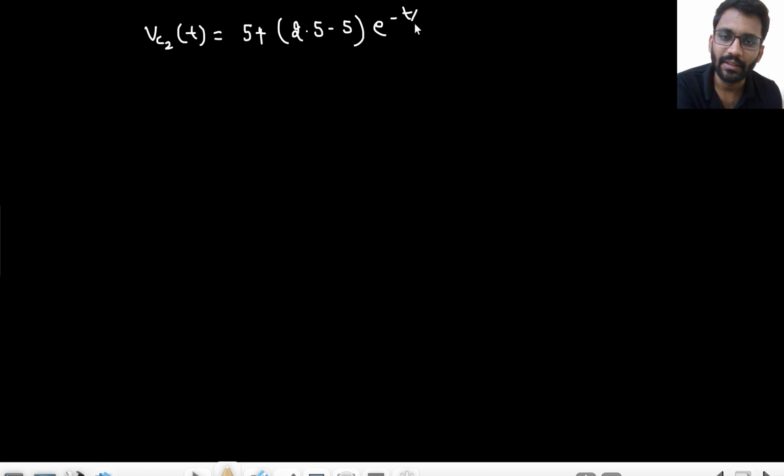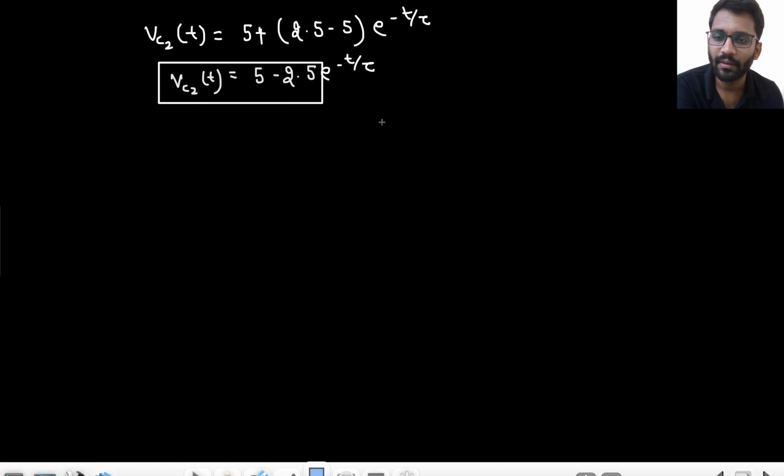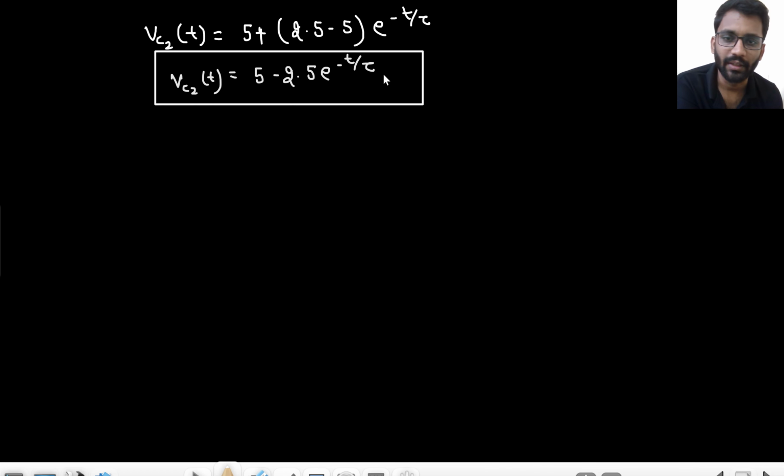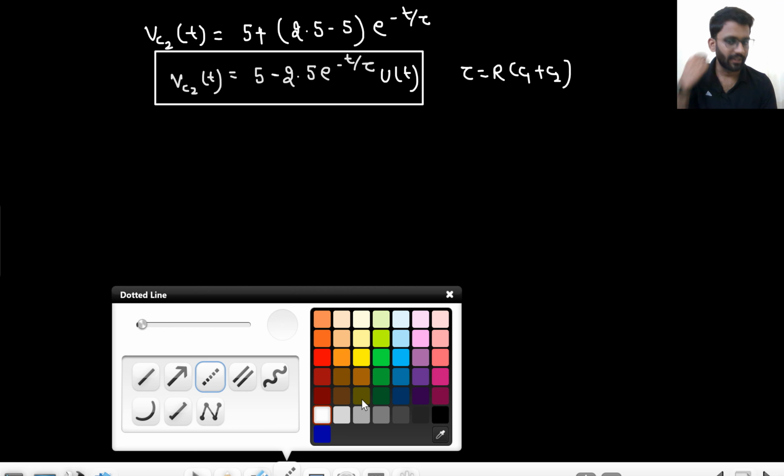So how will you write the expression of VC2(t)? That will be 5 volt plus the value at t equals 0 minus the value at infinity, times e to the power minus t upon tau. So it would be 5 minus 2.5 e to the power minus t upon tau. That would be your VC2(t) into u(t), and here tau is R into C1 plus C2. So I guess now you can make the graphs of VC1 and VC2.